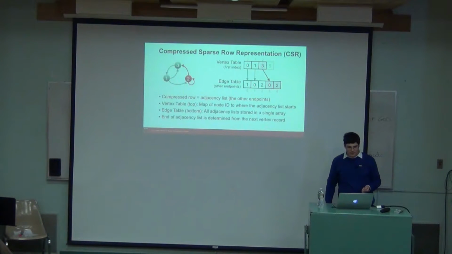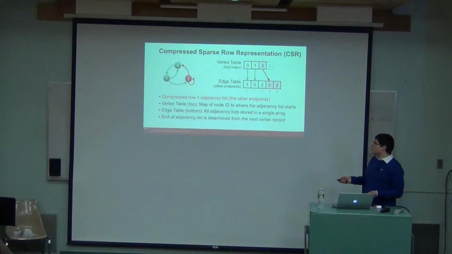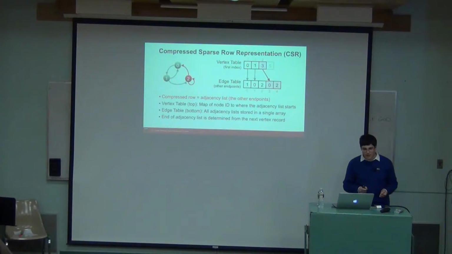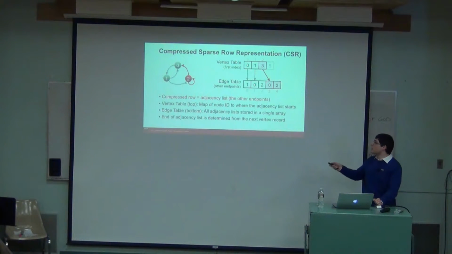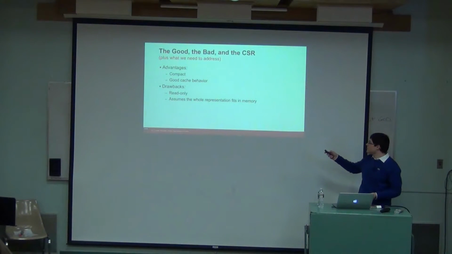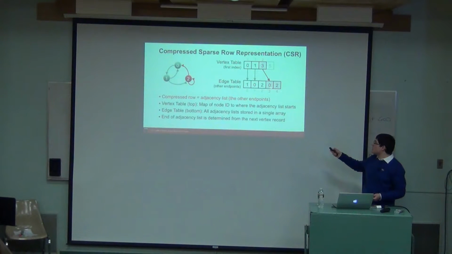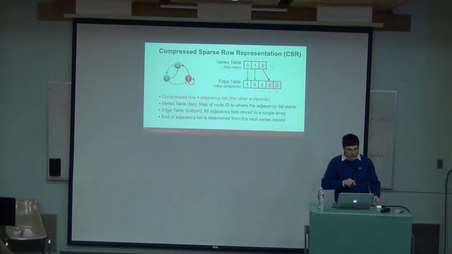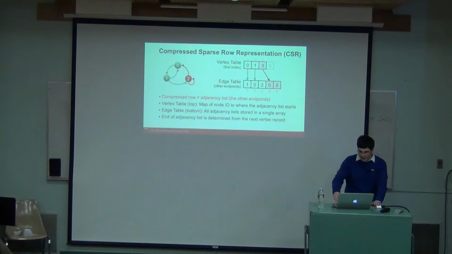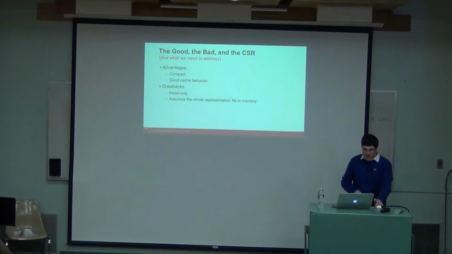Now observe that in this representation, compressed row is the same as an adjacency list, which is the list of the other endpoints. So for example, again for vertex 2, we follow the arrow, and you see there are 0 and 2. The vertex table, to recover the table on the top, is the map of the node ID to where the adjacency list starts. The edge table on the bottom is adjacency lists in a single array, and the end of an adjacency list you can determine from the next vertex record. So this is very briefly CSR, and it's the gold standard in graph analytics.